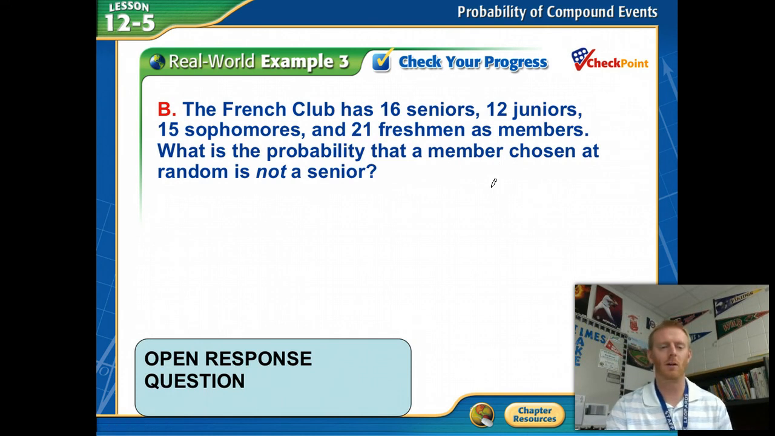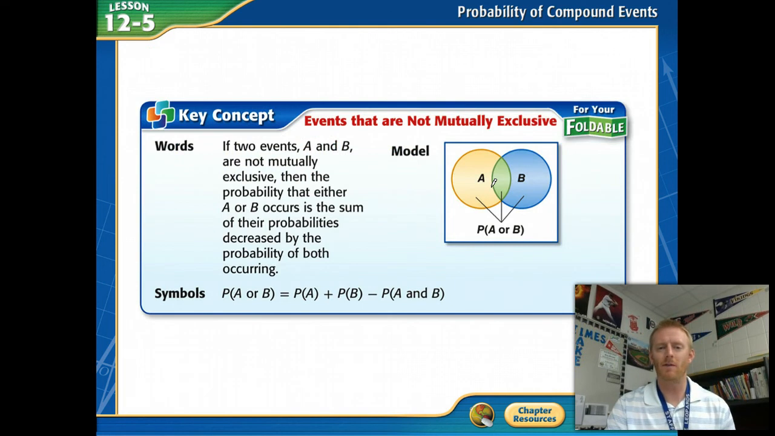Sweet. Here's your open response question. See if you can figure this one out on your own. It'll be sweet for us. All right, now events that are not mutually exclusive, which means that we're going to add the two events together like we did before, and then we're going to subtract the combination of the two.